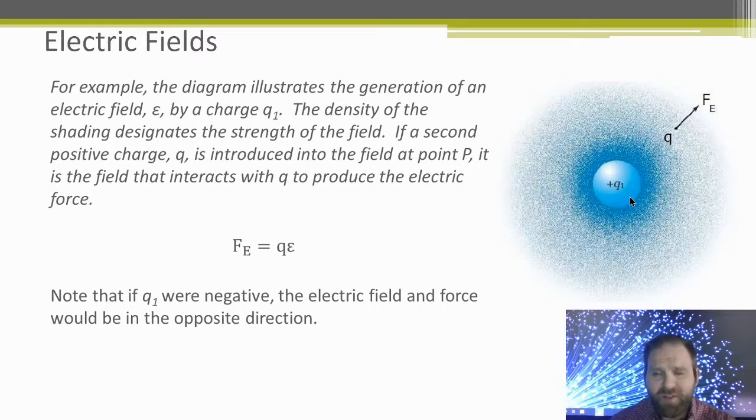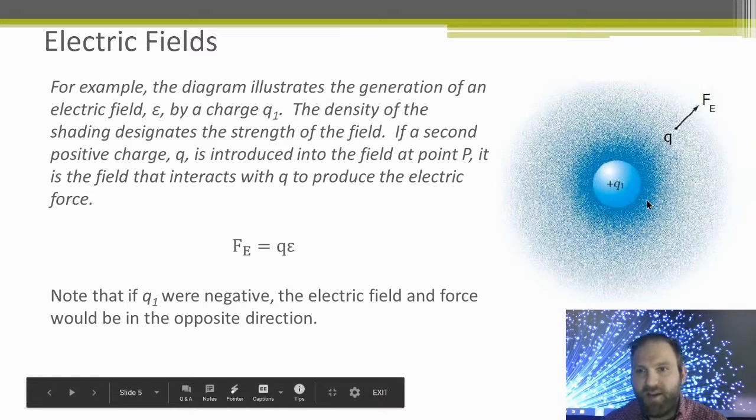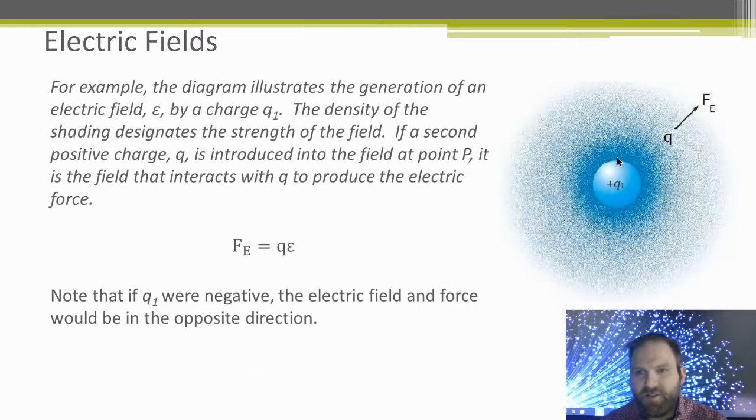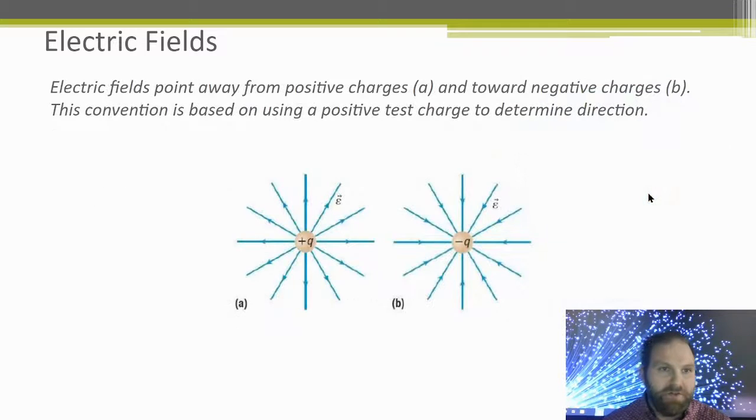The other thing to note in this diagram is that it's shaded, and the closer shading towards the middle means that the electric field strength is stronger the closer you get. That means the closer this positive charge gets to the other positive charge, the more repulsive effect there's going to be. And vice versa, if we had a negative charge here, the closer we got, the more it would be attracted to that positive charge.